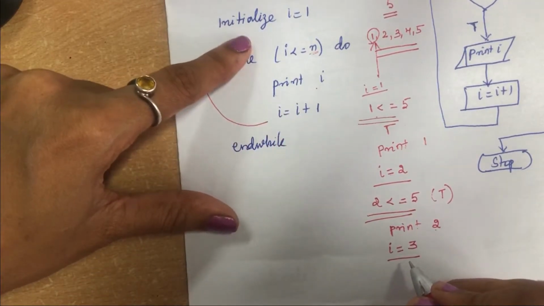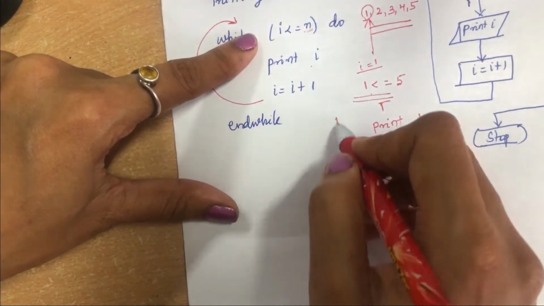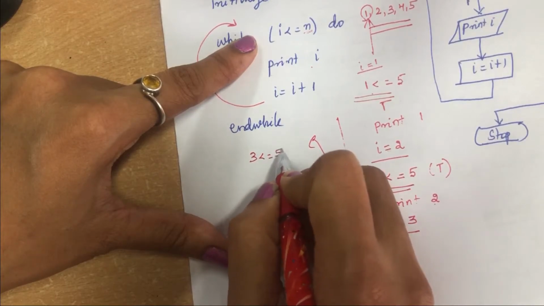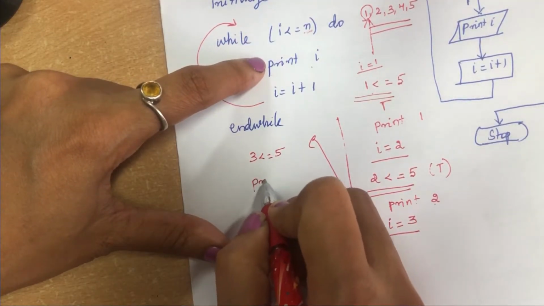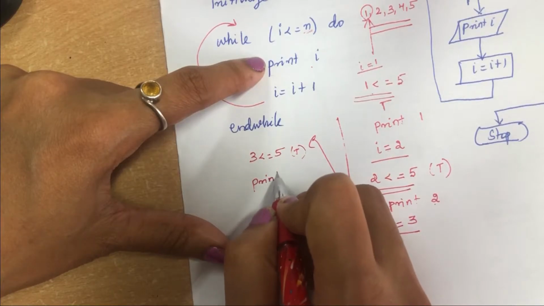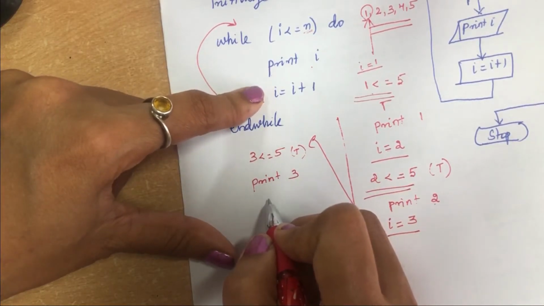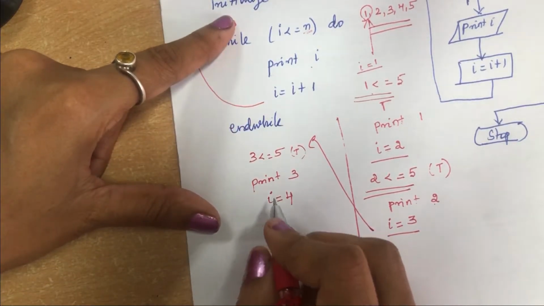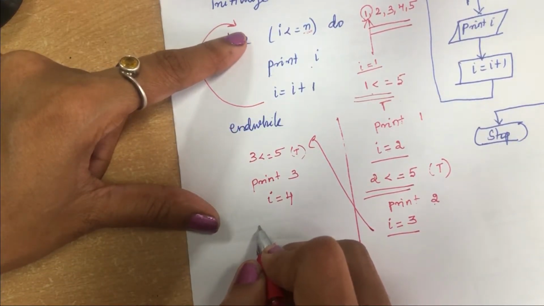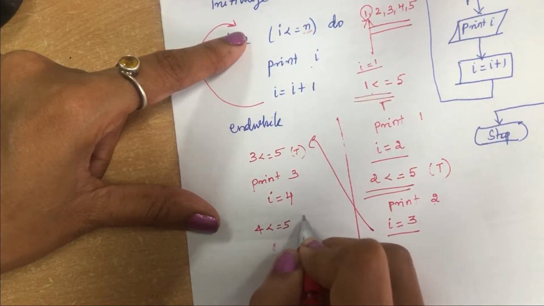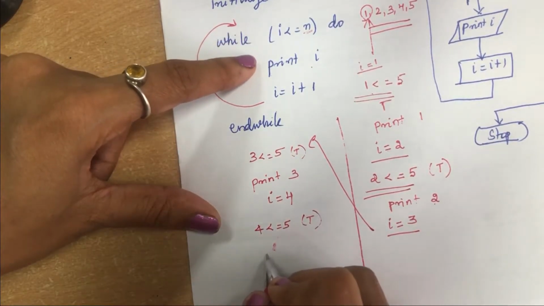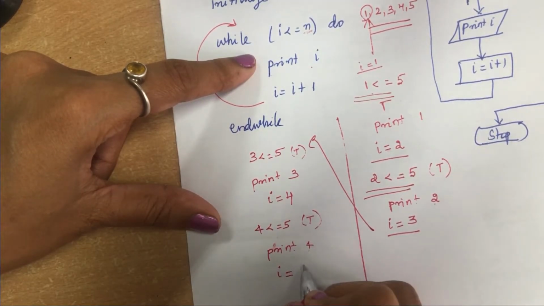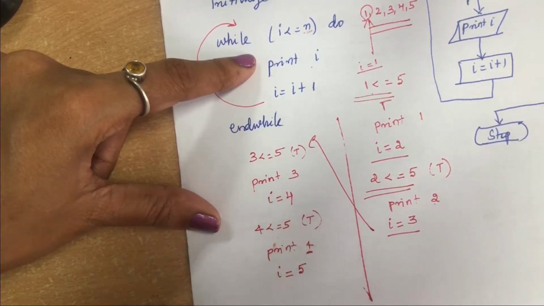Again it goes here and checks the condition. 3 is less than or equal to 5, so the condition is true. It will print 3 on the screen. I gets incremented and becomes 4. Again the condition repeats: 4 is less than or equal to 5, the condition is true, and it will print 4 on the screen. Now it gets incremented and I becomes 5.